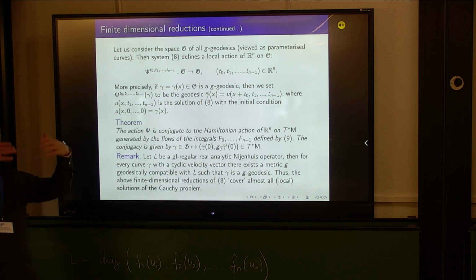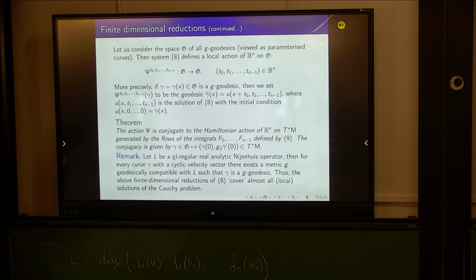We have on the cotangent bundle integrable geodesic flows whose first integrals are defined by means of these operators, the Killing tensors A1, A2, and so on, An. And then there are the Liouville tori, and there is the Poisson action of the group R^n, and this Poisson action is exactly the evolution in this infinite dimensional system.